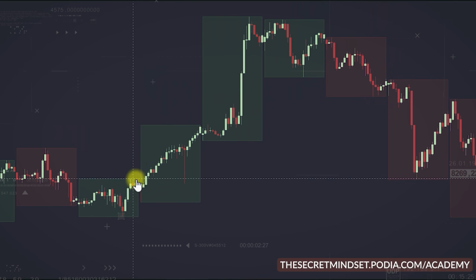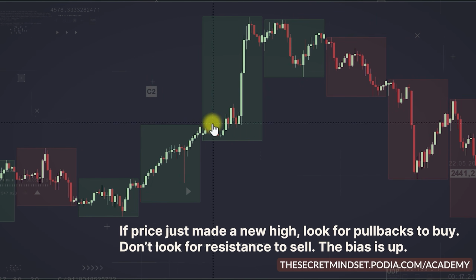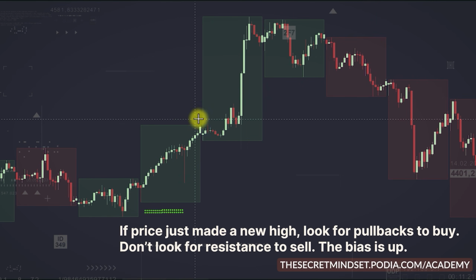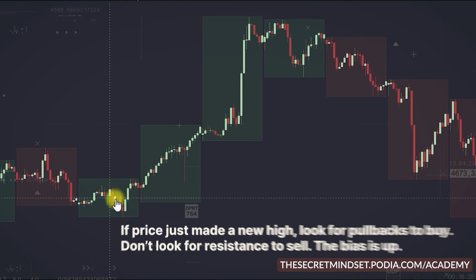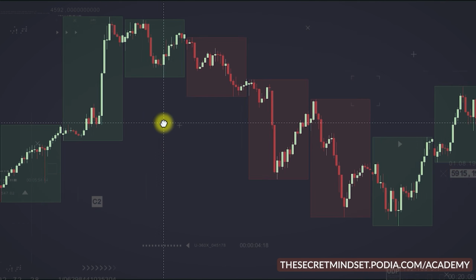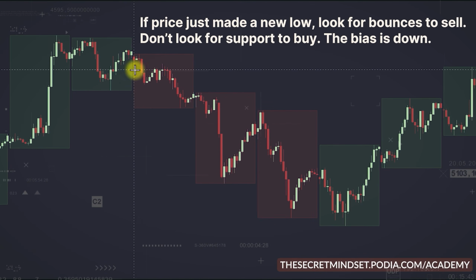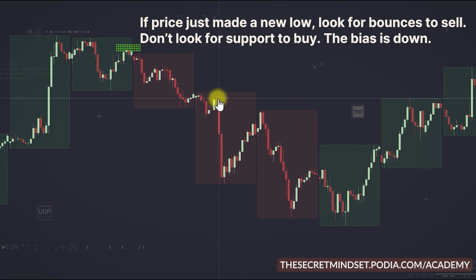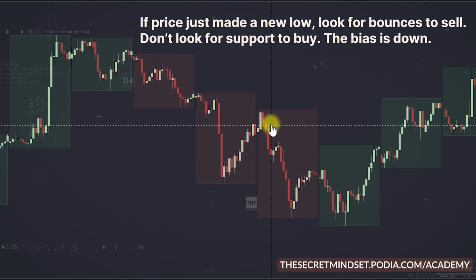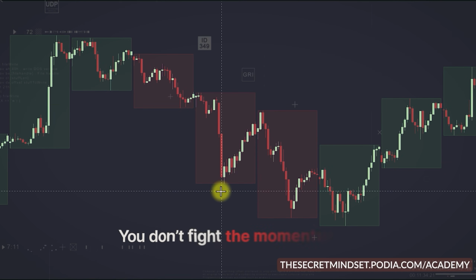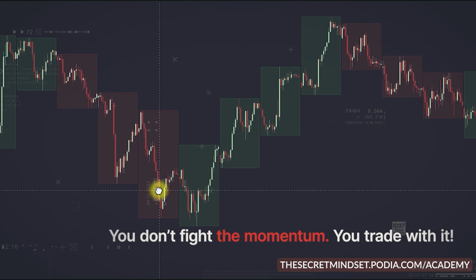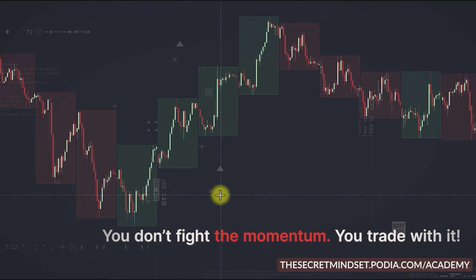If price just made a new high, look for pullbacks to buy. Don't look for resistance to sell. The bias is up, so trade up. If price just made a new low, look for bounces to sell. Don't look for support to buy. The bias is down, so you need to trade down. This simple shift changes everything. You stop fighting the momentum. You start trading with it.